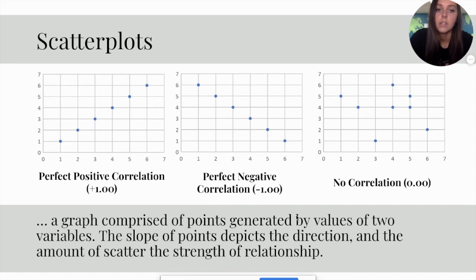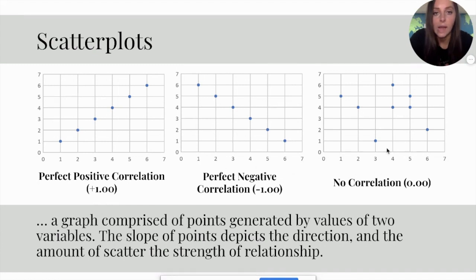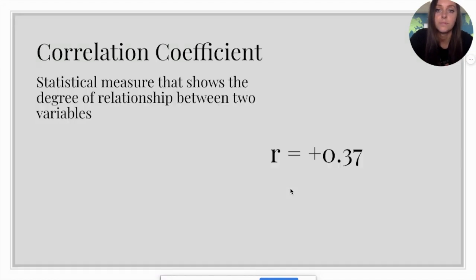So most of the time you're going to see correlations that are either mostly positive, mostly negative, or kind of in this no correlation zone. Okay, correlation coefficient. So I just showed you how to represent a correlation on a scatter plot, but here's how you represent it with a number.